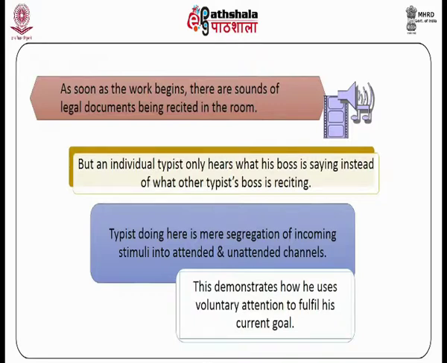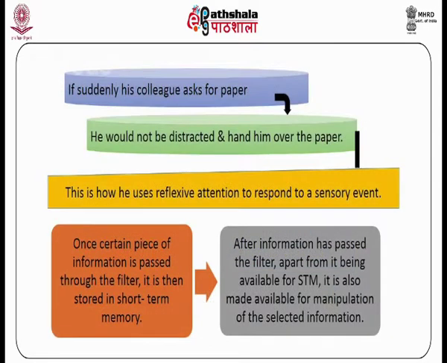What the typist is doing here is merely segregating incoming stimuli into attended and unattended channels. This demonstrates how he uses voluntary attention to fulfill his current goal. If suddenly his colleague asked for a paper, he would not be distracted and would hand him the paper. This is how he uses reflexive attention to respond to a sensory event. Once a certain piece of information is passed through the filter, it is then stored in short-term memory. Basically, after information has passed the filter, apart from it being available for short-term memory, it is also made available for manipulation of the selected information prior to storage in long-term memory.